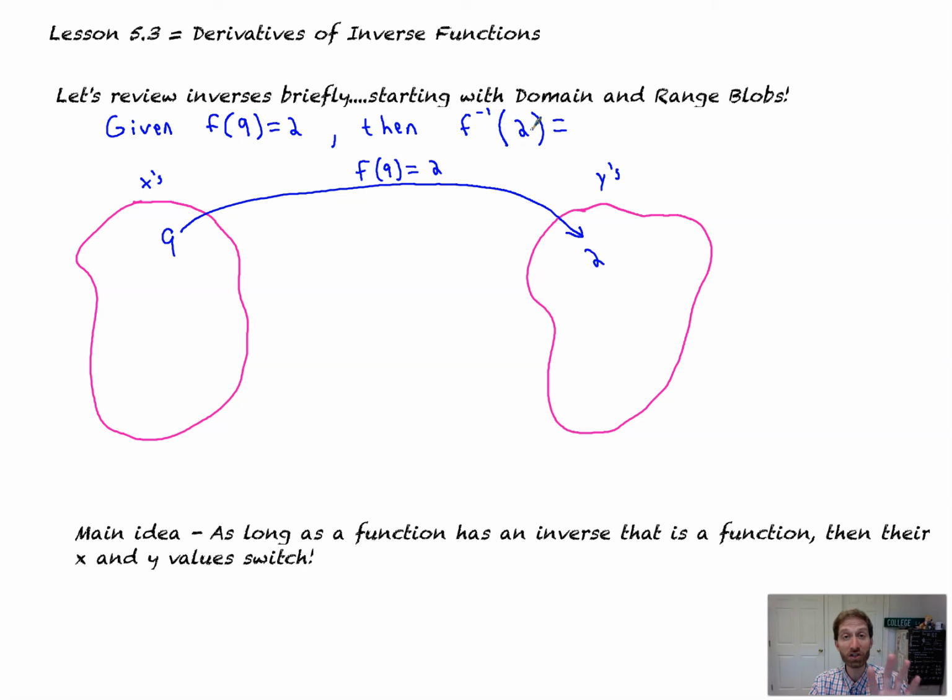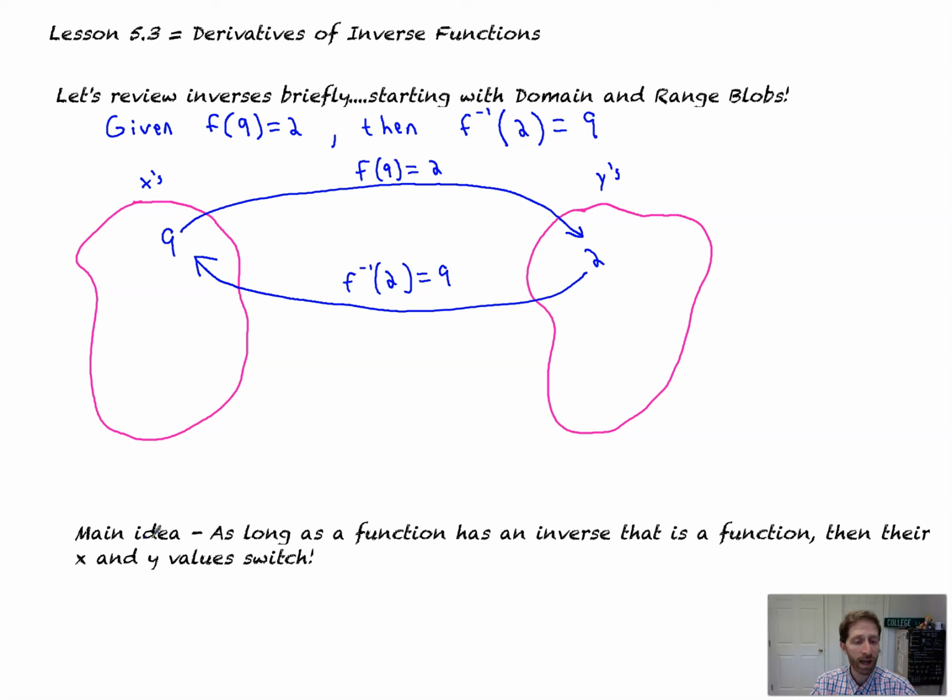Well, inverse undoes everything, right? It sends you back to where you started. So f inverse of 2 would send you back to 9. We write that as f inverse of 2 is equal to 9. So the y values on the original function f become the x values on f inverse, and the x values on the original function become the y values on f inverse, right? Your input was 9 and the output was 2. Now your input is 2 and your output is 9. Everything switches. That idea of x and y switching is very important to understanding what's going on in this chapter.